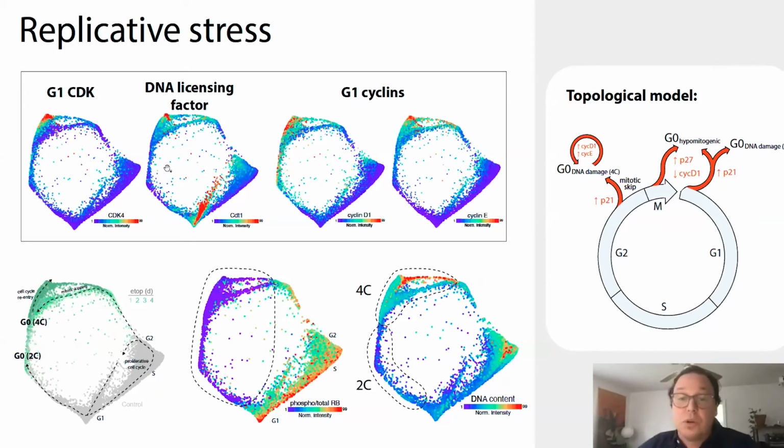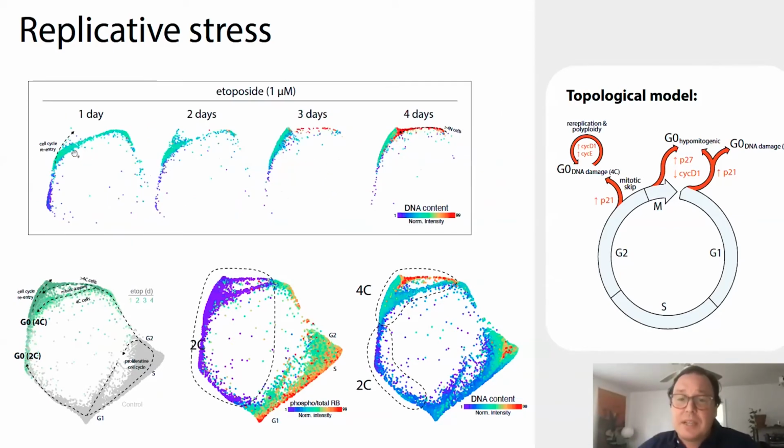So let's take a closer look at this region. We see that cells progressively populate this putative trajectory of cell cycle reentry over time following etoposide treatment. And another piece of evidence that the cells are re-entering the cell cycle from this state is that we see polyploid cells with greater than 4C DNA content start to appear after 3 or 4 days of etoposide treatment, consistent with cells in this 4C arrested state re-entering S phase, re-replicating their DNA before skipping mitosis and increasing their ploidy once again.